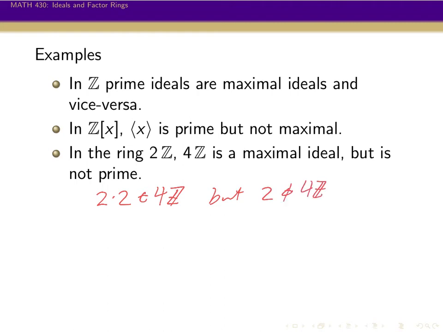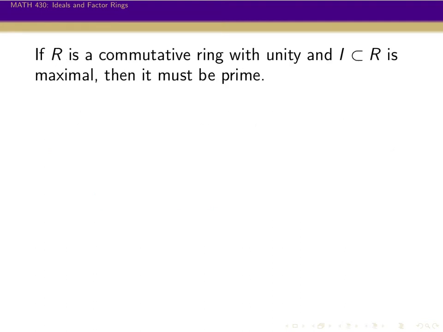But 2 is not in 4Z. And so that's showing that it's not prime. And so in that last case, it was important that we are starting off with a ring that doesn't contain a multiplicative identity. And so we were able to do that because 2Z, the even numbers, is a ring, but it's not a ring with unity.